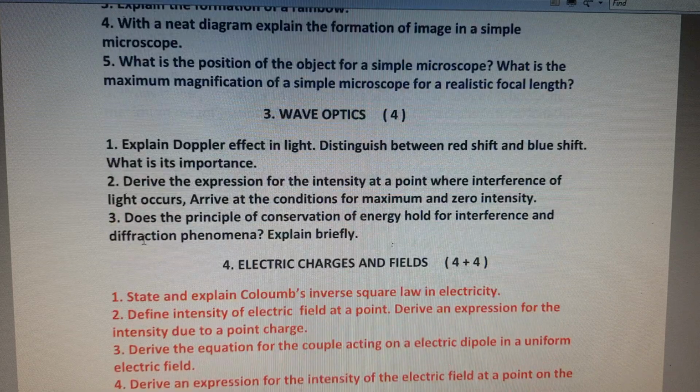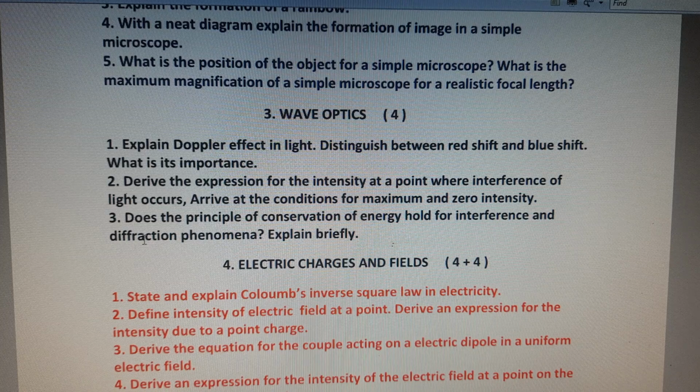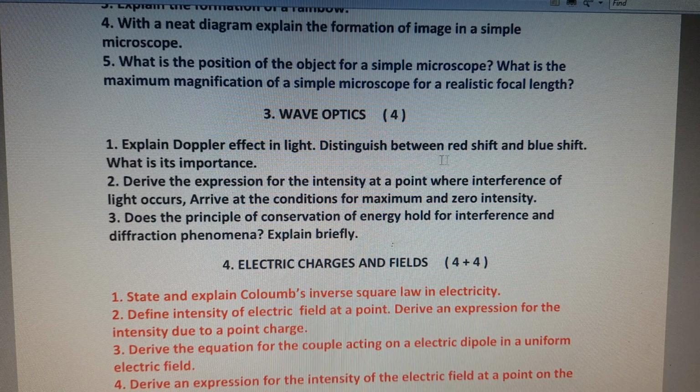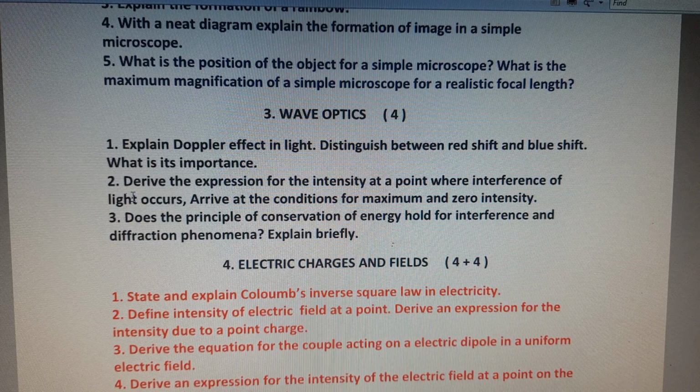And the next, third chapter is Wave Optics. In this chapter there will be 3 4-marks questions. The first question is: explain the Doppler effect in light and distinguish between red shift and blue shift. What is the importance of the Doppler effect? This is the first question.